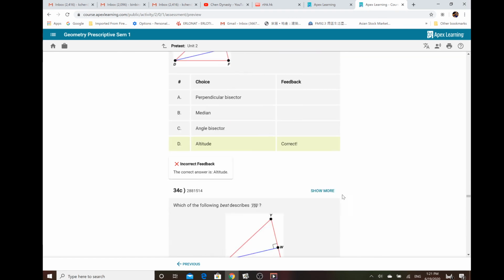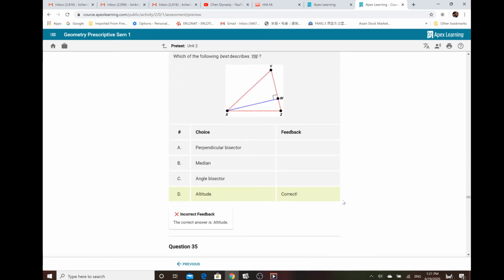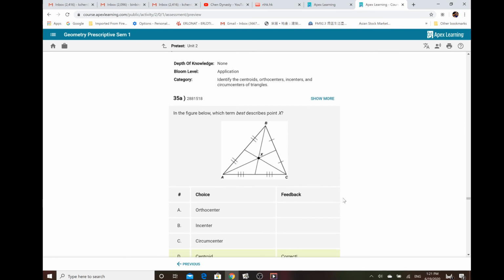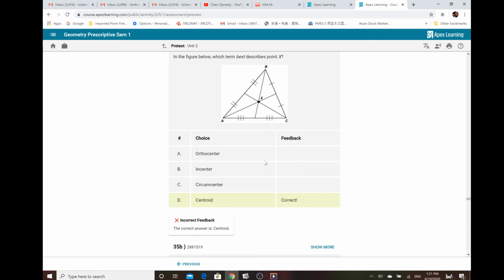So here's another altitude. Here's another one. So now, 35: in the figure below, which term best describes point X? So anytime that you see the three segments' median, the point of intersection of the three segments' median, this one is called a centroid.